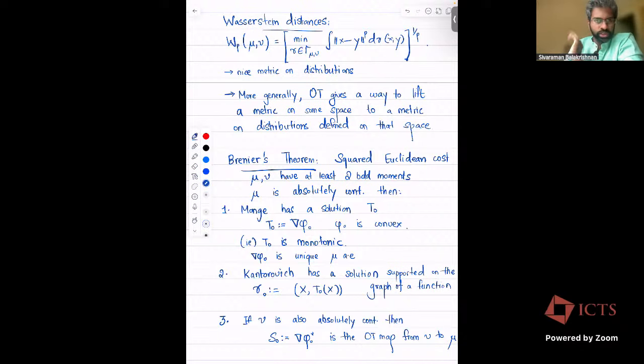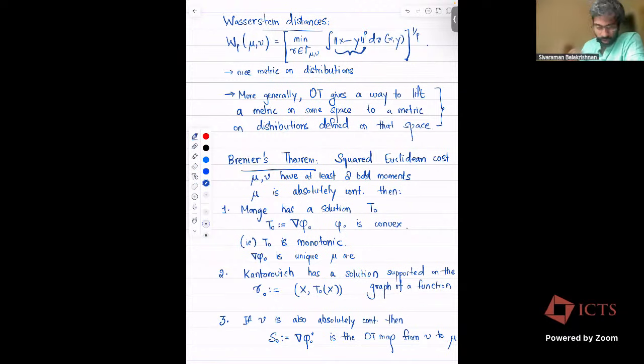And so, okay, once you set up Kantorovich's program, you can define Wasserstein distances, which are just the cost of the best coupling between the distributions, and that defines a metric. And maybe this is just a more general way to think about the OT framework. It gives you a way to lift a metric on some space. So you started off with a metric between points on your space. That's the Euclidean metric. And OT gives you some way to lift it up to a metric between distributions defined on that space. And it does so in a way that respects the ground metric. So you have some ground metric, and optimal transport will tell you how to define a metric on top of them for distributions defined on that space. Okay.